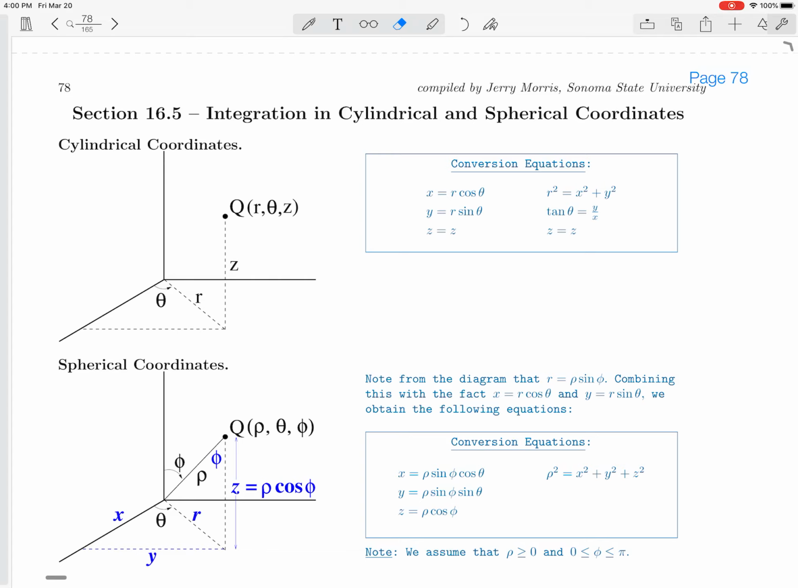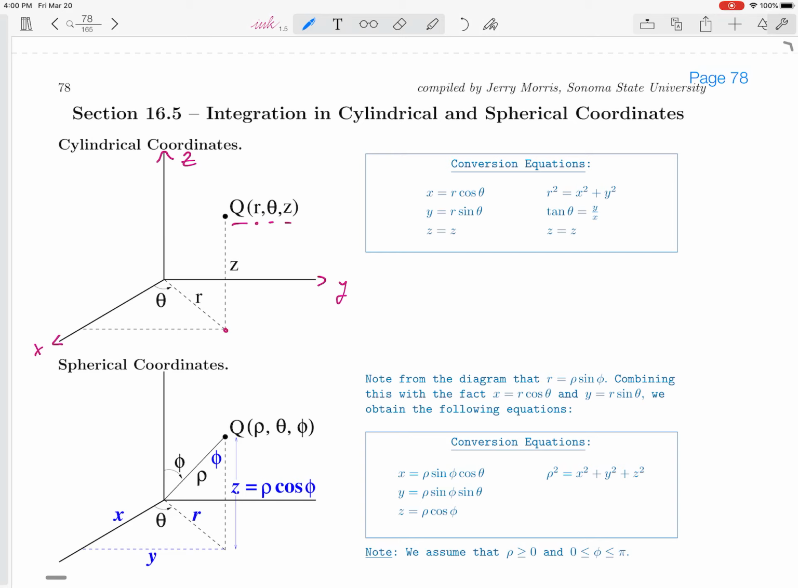So over here, let's look at coordinate axes x, y, and z that we are used to. And instead of describing a point Q in terms of x, y, and z, we can describe it in terms of r, theta, and z. R and theta are the same quantities that we used in polar coordinates.